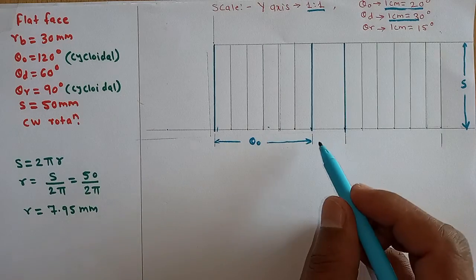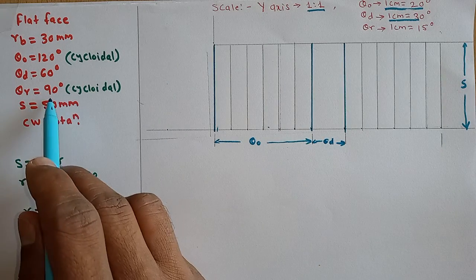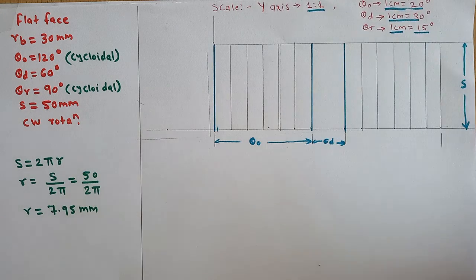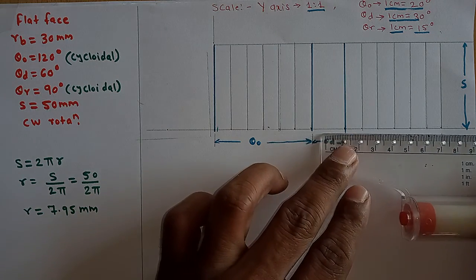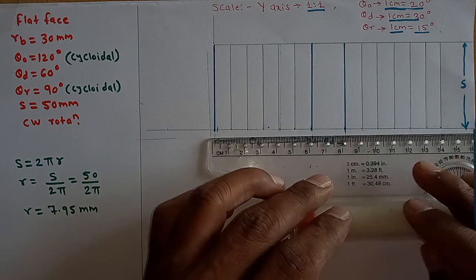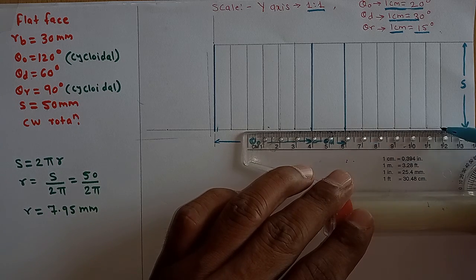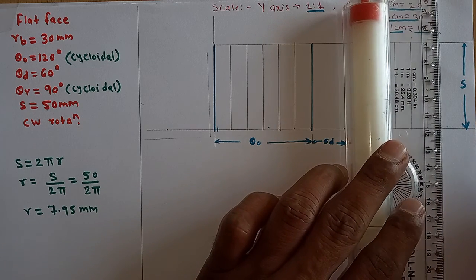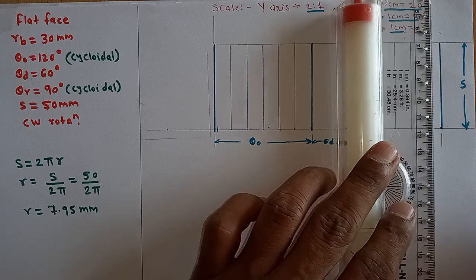Dwell period is followed by return stroke angle of 90 degrees. For that, choose the scale of 1 centimeter equals to 15 degrees. So 6 centimeters will give 90 degrees. So 6 to 12, 6 centimeters will give 90 degrees, considering the scale of 1 centimeter equals to 15 degrees.